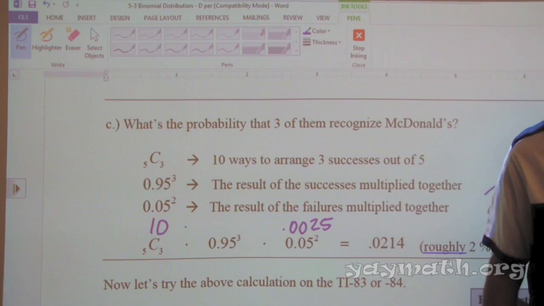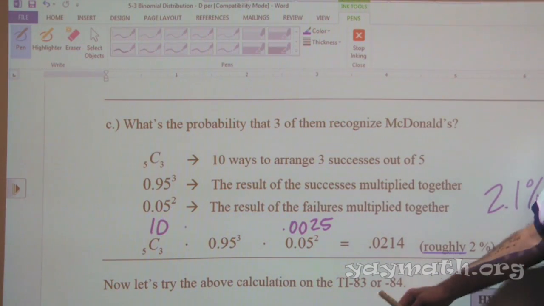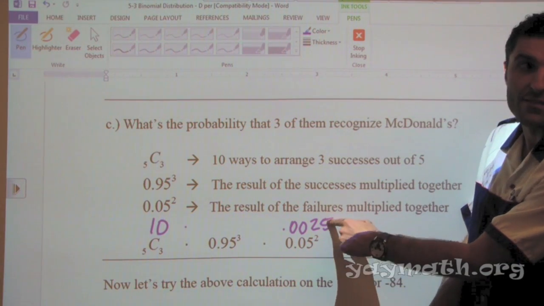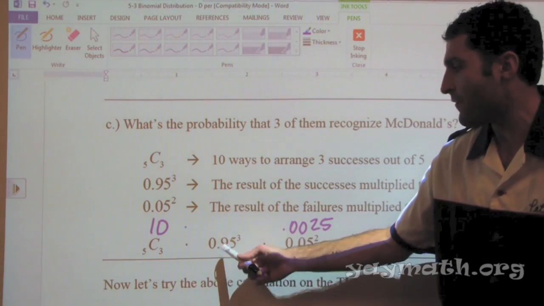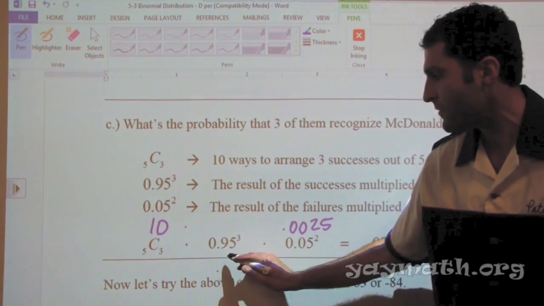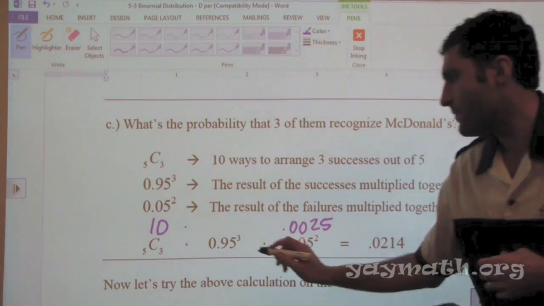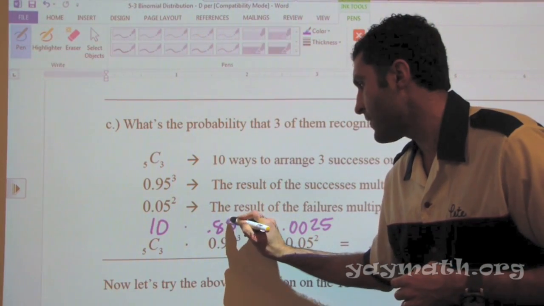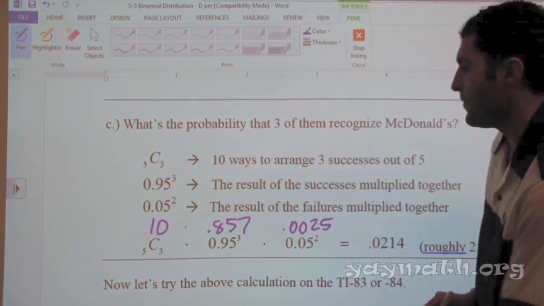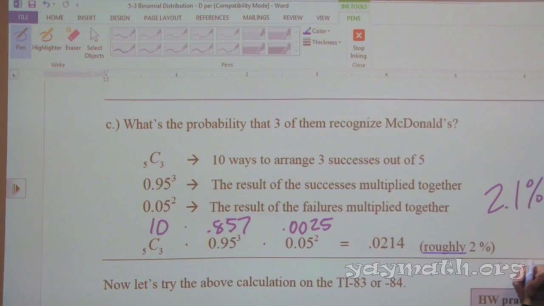Where did you get .0025? That's 0.05 times 0.05. That's the square. And then you can do 0.95 3 times. Can someone give me this number? 0.857. So if you multiply these 3, you'll get 0.0214.